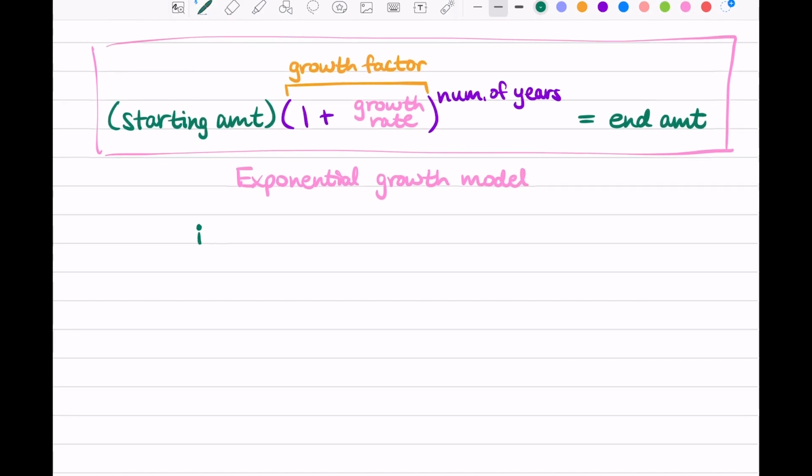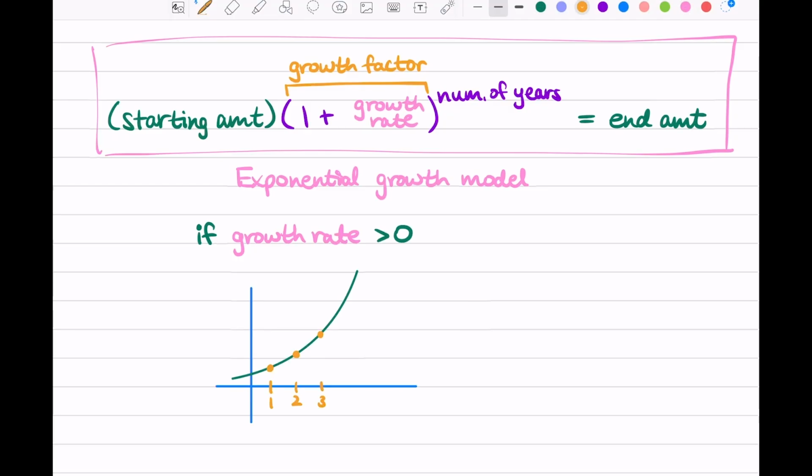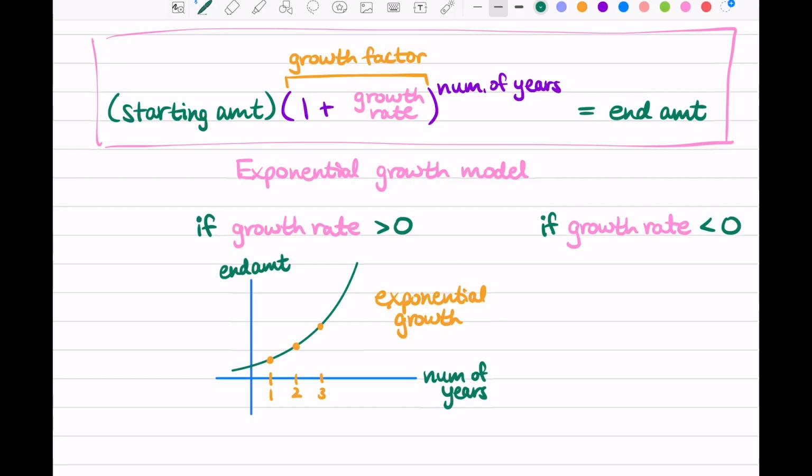And as we saw before, if our pink number, our growth rate, is greater than 0, we grow. In other words, we have exponential growth. And our x-axis shows us the number of years that we're growing. And our y-axis would give us the end amount. And on the other hand, if our growth rate were less than 0, we would have exponential decline.